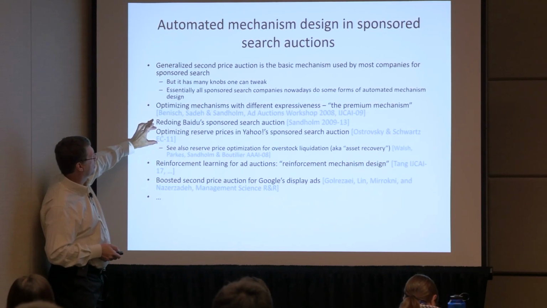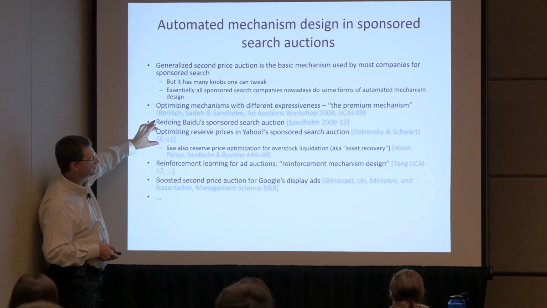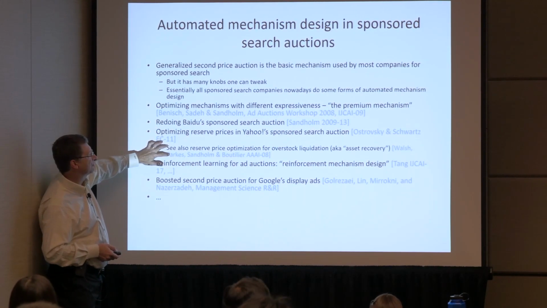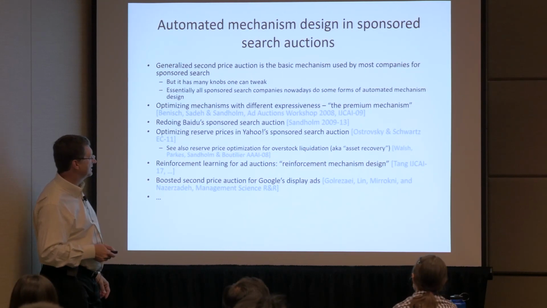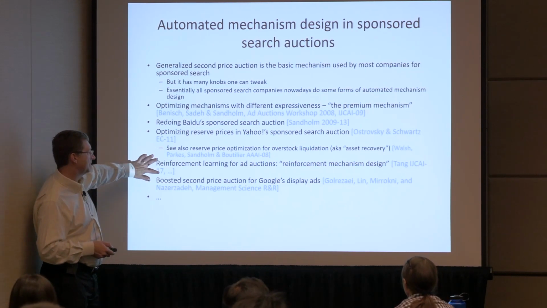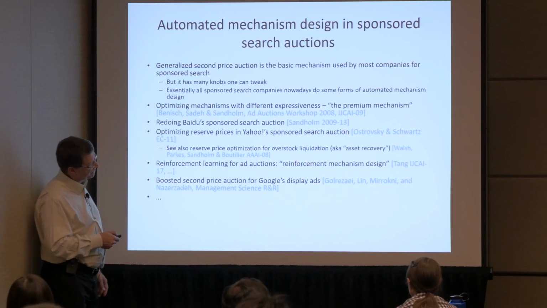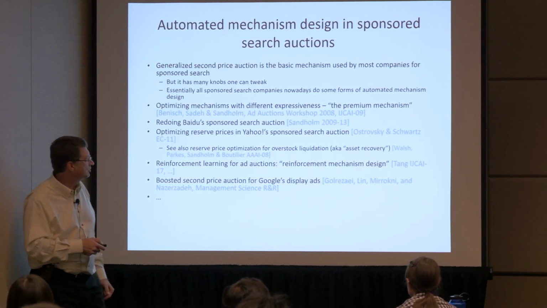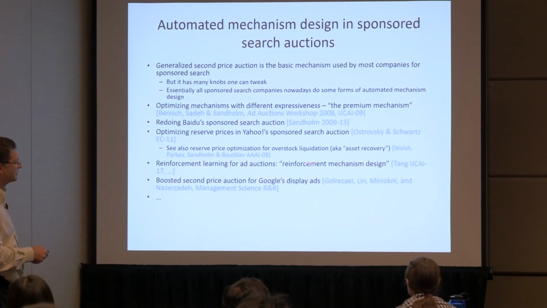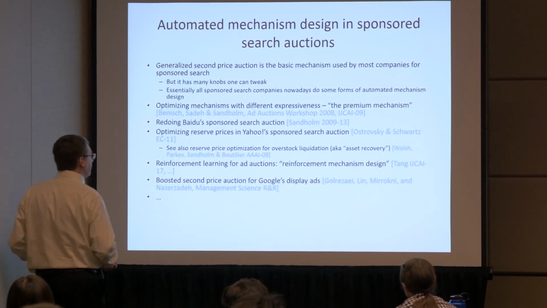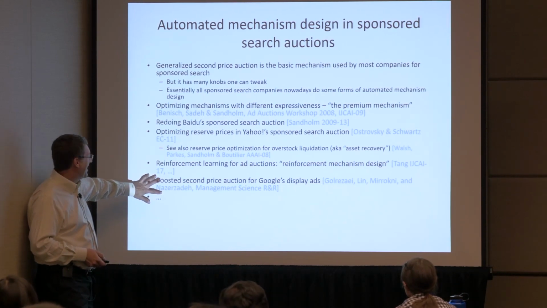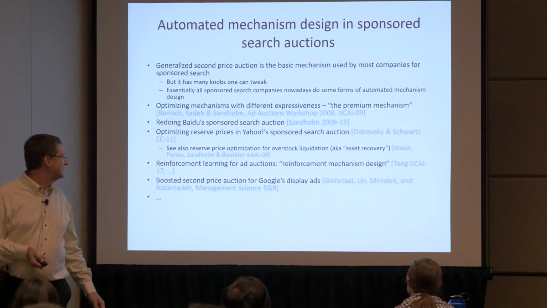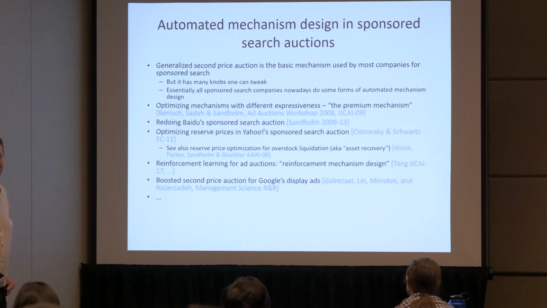Ostrovsky and Schwarz were optimizing reserve prices in Yahoo sponsored search auctions. It's related to some of the Overstock liquidation reserve pricing stuff that we did. Reinforcement learning for ad auctions. There's a whole sequence of papers by my past postdoc Pingzhong Tang called Reinforcement Mechanism Design. He's been using that at Baidu and other places. And I just heard yesterday about a new paper, which I haven't yet read, boosted second price auction for Google's display ads, under revise and resubmit.